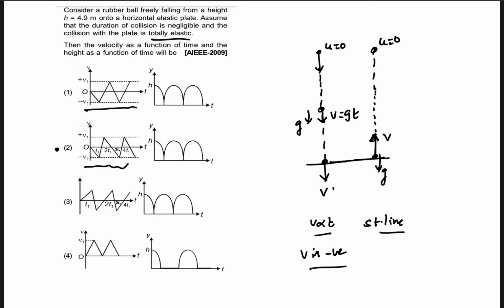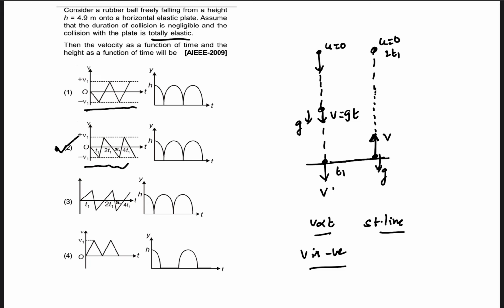You can see that while coming down, t1 is there, and while going up again, the time of ascent is there, not t1. So the 2t1 value will be, suppose this is the time t1, here how much time will it take? 2t1. It will continue like that. Nothing but the second graph is the possibility in the case of the vt graph.